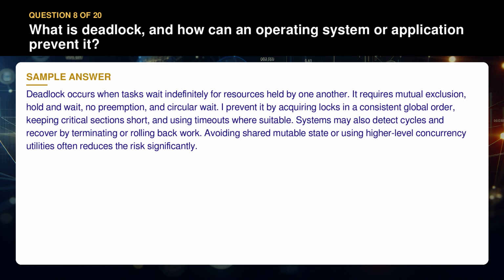I prevent it by acquiring locks in a consistent global order, keeping critical sections short, and using timeouts where suitable. Systems may also detect cycles and recover by terminating or rolling back work. Avoiding shared mutable state or using higher-level concurrency utilities often reduces the risk significantly.